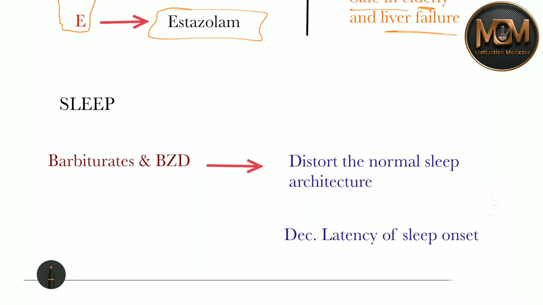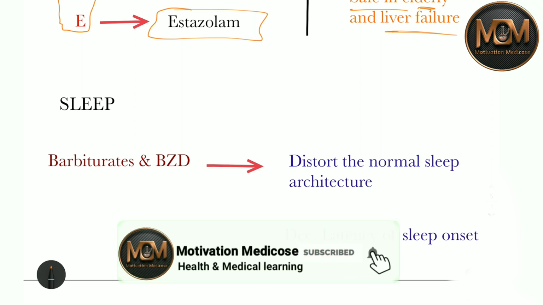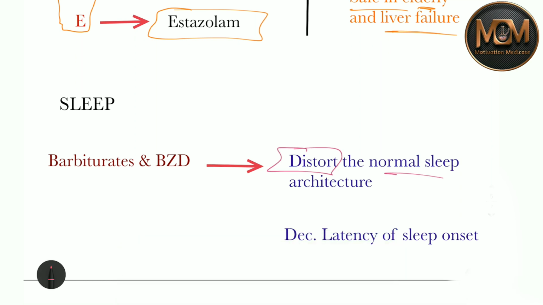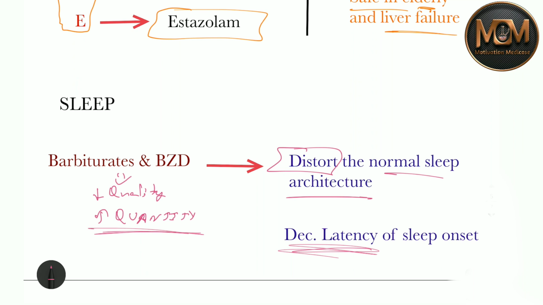Now, as I've told you, these are sedative hypnotics. Hypnotics we give for sleep. But if we give benzodiazepines and barbiturates to a patient for sedation or sleep, they distort the normal sleep architecture, and they decrease the latency of sleep onset. They decrease the quality of the sleep, but they increase the quantity of the sleep. If I give you a benzodiazepine, you will sleep for 2 more hours, but you don't feel restful or energetic after waking. So is it beneficial? No. The person doesn't feel relaxed after waking because these drugs distort the normal sleep architecture.